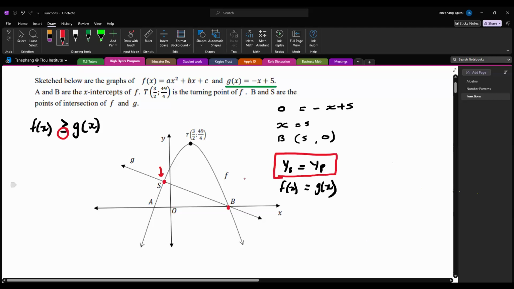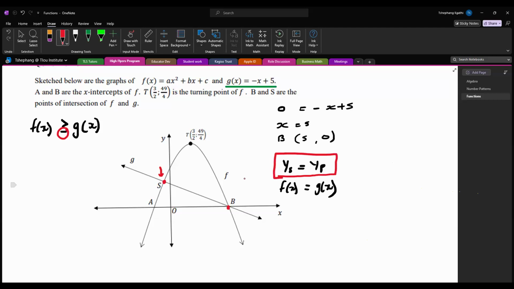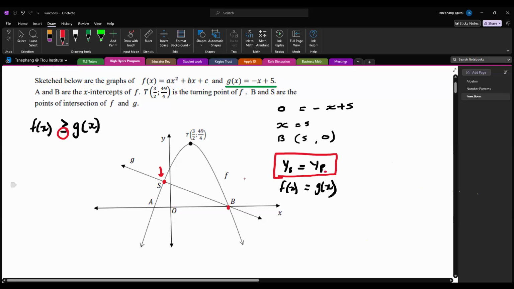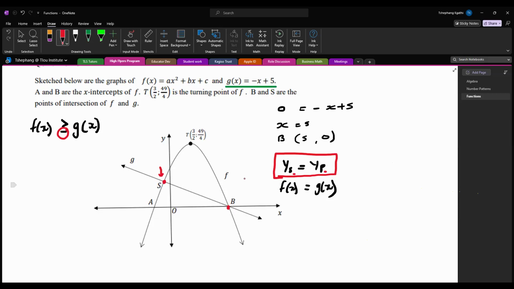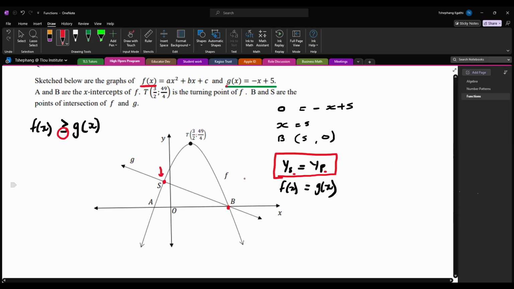So to say the y value of s, right? So the y value here, if we considered the graph of the parabola, so the y of the parabola and the y of the straight line. So y value, yp, just stands for the y value of the parabola. And the y value of the straight line at point s, those two things are equal to each other. And remember, f of x and g of x, those two things are telling us about the y values. That is why we can equate the graphs together.